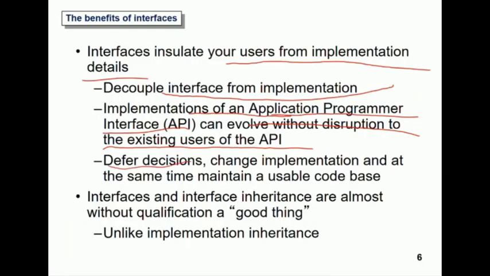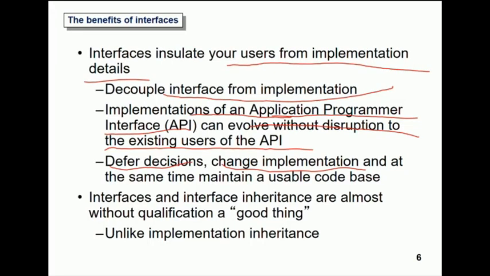So you can defer decisions. I can release my code to the outside world because I'm using interfaces, and you can start to use it, and I can defer decisions on any changes I want to make later. So I can change the implementation at any point in the future, and it's not going to break anybody else's code. So interfaces and interface inheritance are almost without qualification a good thing. It's a design principle that you want to include in all of your computer programs, unlike implementation inheritance.